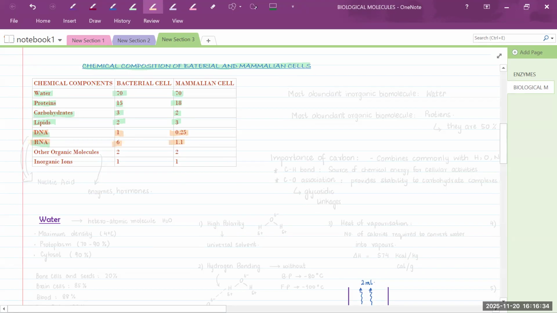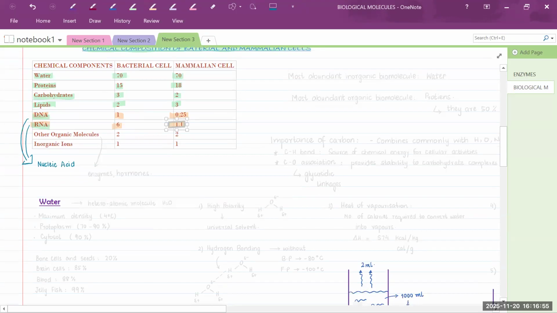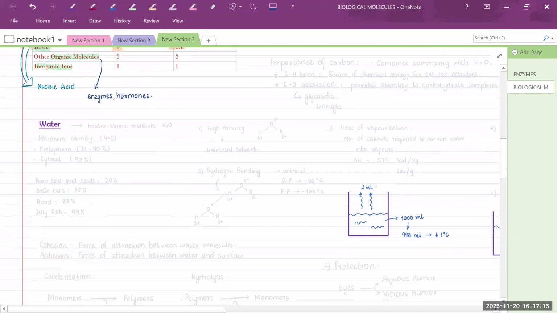Also, if the question asks the nucleic acid composition of DNA and RNA together, you will have to add both these values, 1 and 0.25 and 6 and 1.1, to give the nucleic acid composition of the bacterial and mammalian cell. Moving on, we have the organic molecules, which are 2 2, and inorganic ions, which are 1 1. Organic molecules will include enzymes, hormones, those type of things. And inorganic ions will include ions like sodium, potassium, chloride.